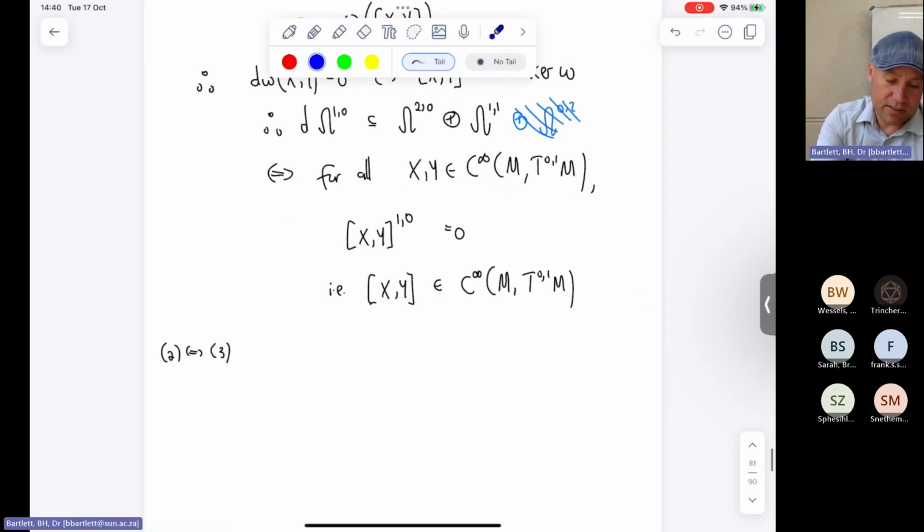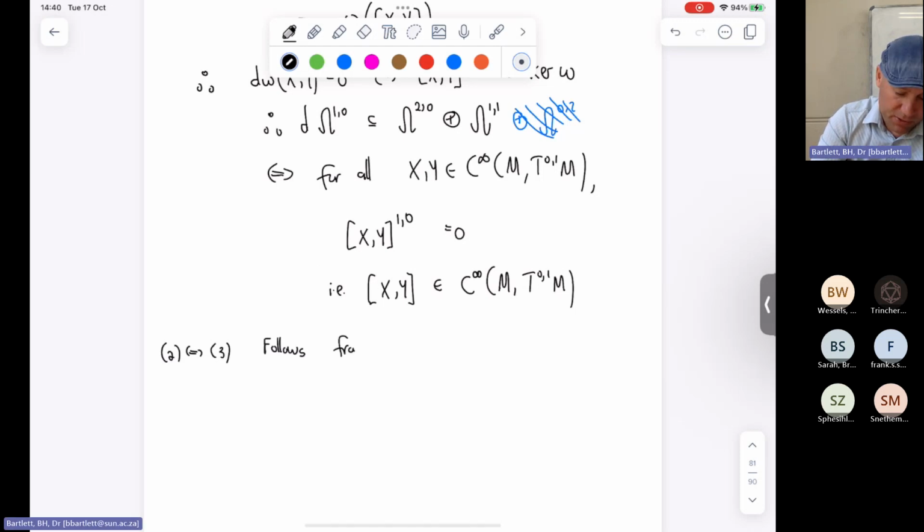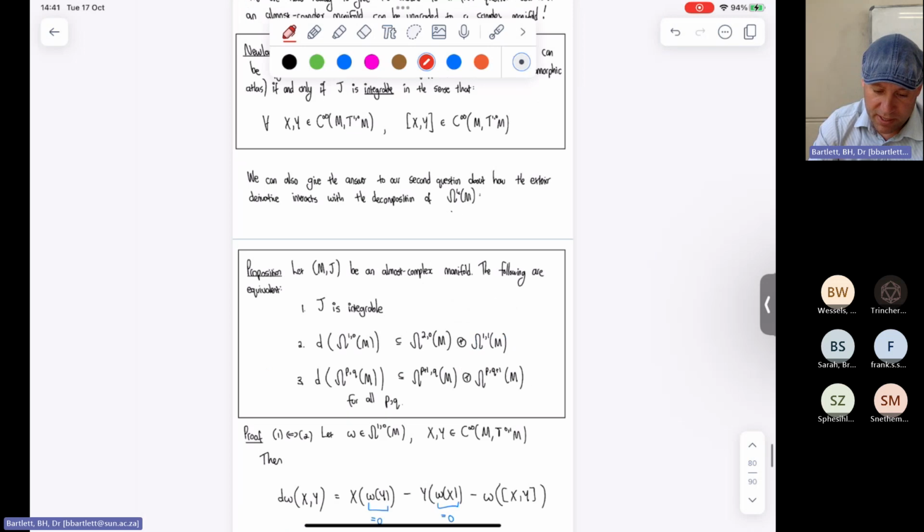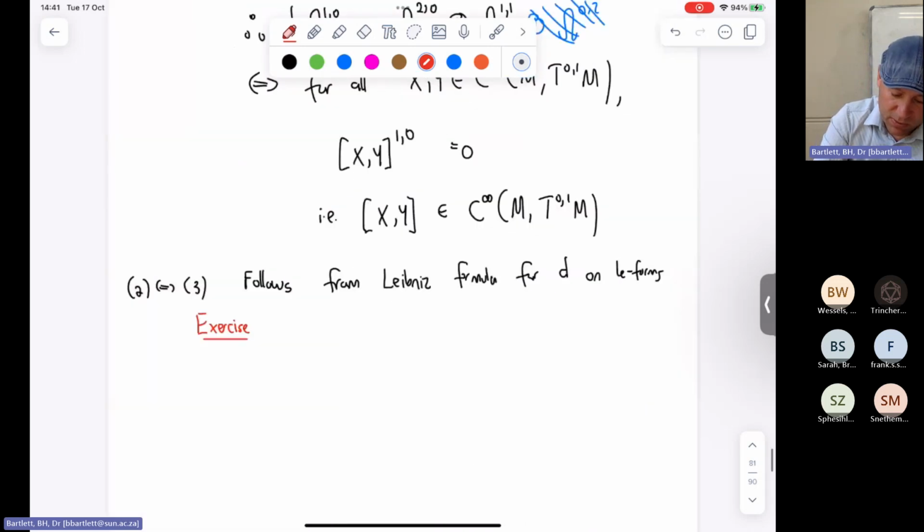How do I do that? Well, this is actually just going to follow from the Leibniz formula for D on K forms. This is an exercise. What number are we on now for this section? We're on exercise 4.